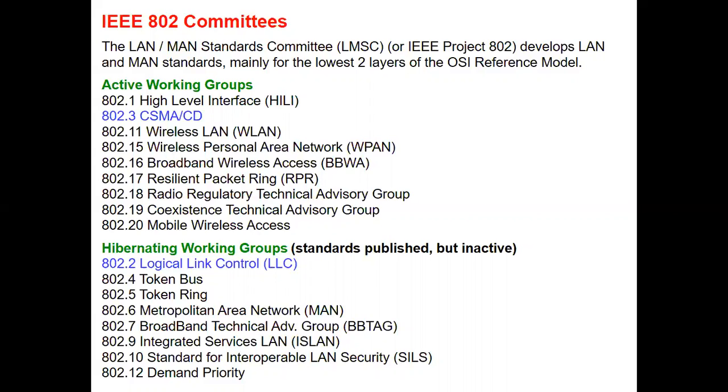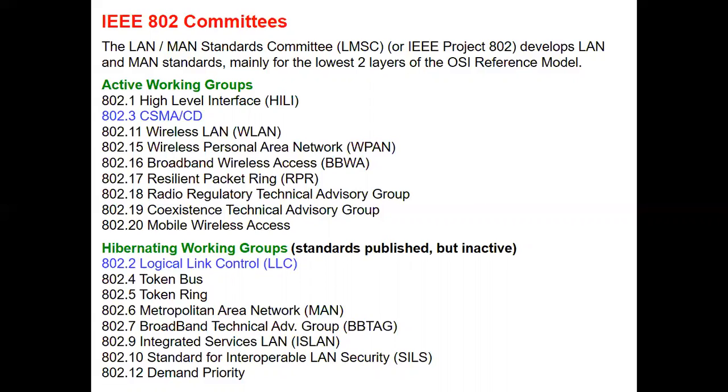802.18 is the radio regulatory technical advisory group. Then 802.19 is the coexistence technical advisory group. Then 802.20 is mobile wireless access. Although we concentrate on 802.11, which is wireless, most of the time. Then also 802.15, Bluetooth, is still in use. Then 802.16 is broadband wireless. These are the active working groups.